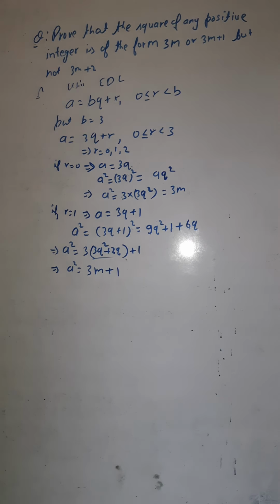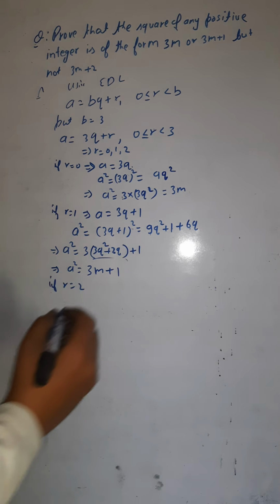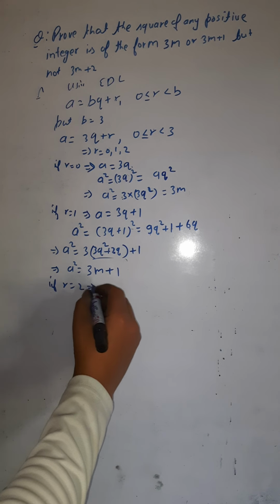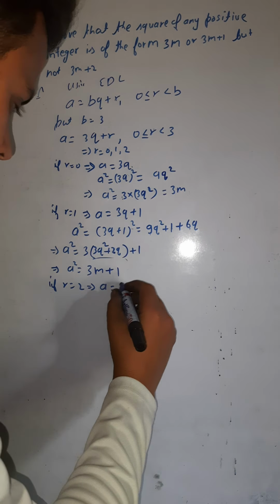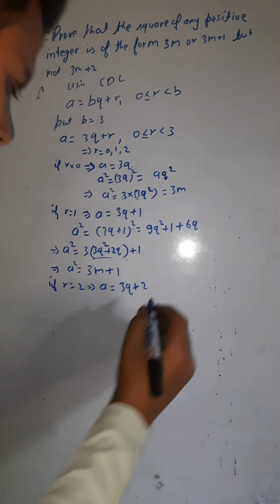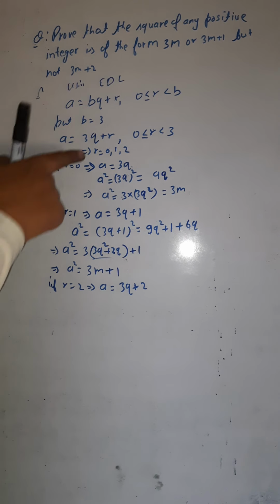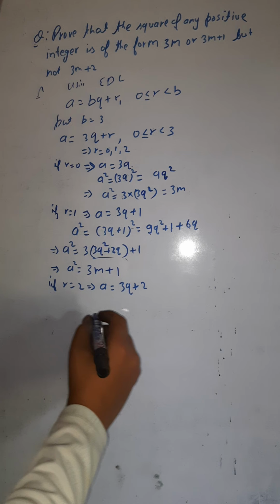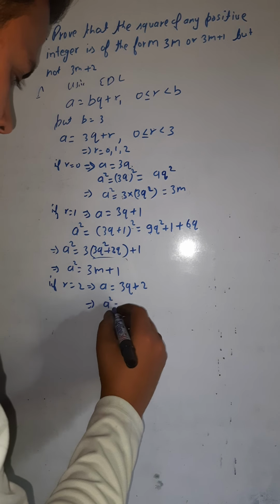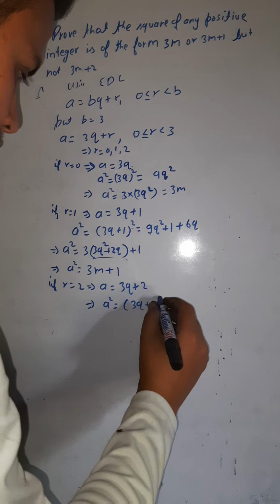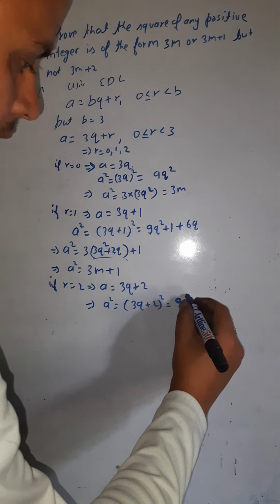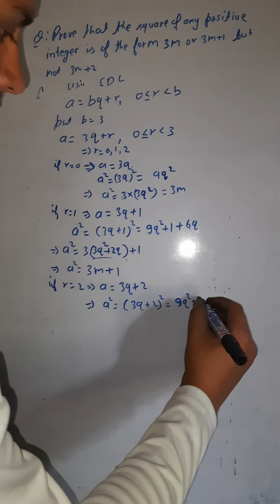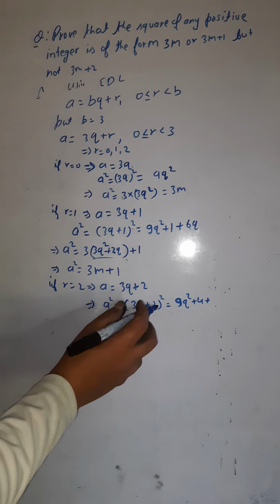Let's say, sorry, r is equals to 2 now. If r is 2, then what would be the value of a? It implies a would be how much? 3q plus 2, because the value of r is 2 now. So square it. Find out its square. A square would be 3q plus 2 whole square. Just open it: a square plus b square plus 2ab. 2 times 3 is 6, times 2 is 12.